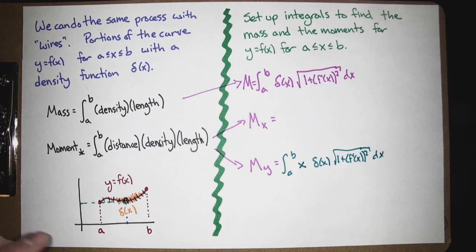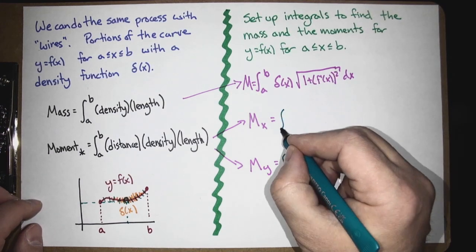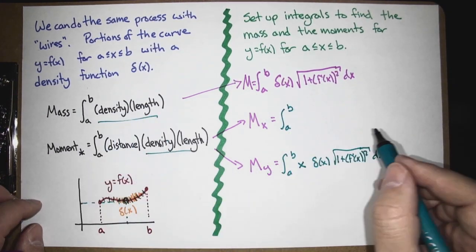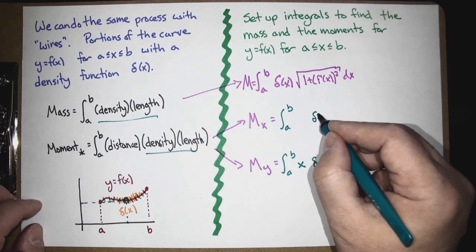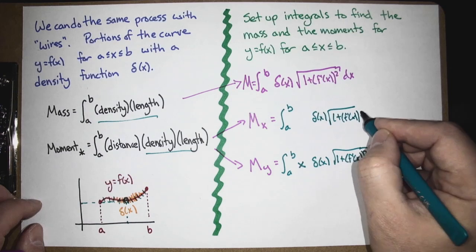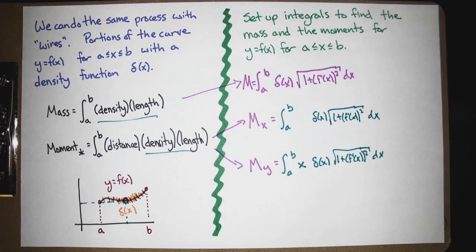What about the moment with respect to x? Well, again, we still have the density length as before. So we still have our delta x square root 1 plus f prime of x squared dx. But now where's our location?